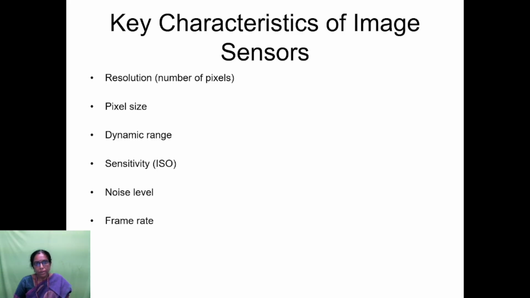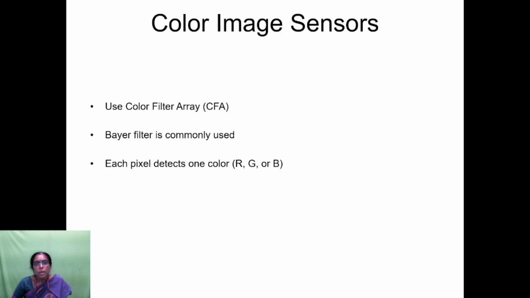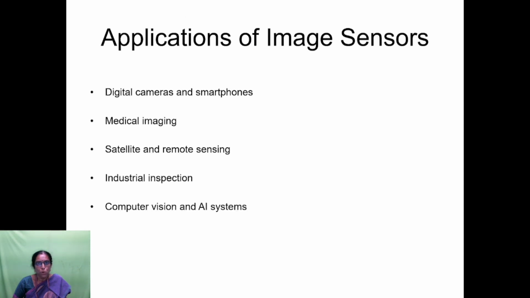Key characteristics of image sensors: resolution, which is defined by the number of pixels, pixel size, dynamic range, sensitivity, noise level and frame rate. Color image sensors use a color filter array, and each pixel detects one color, either red, green or blue. Applications of image sensors: digital cameras and smartphones, medical imaging, satellite and remote sensing, industrial inspection, computer vision and AI systems.